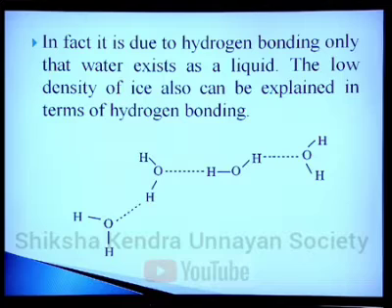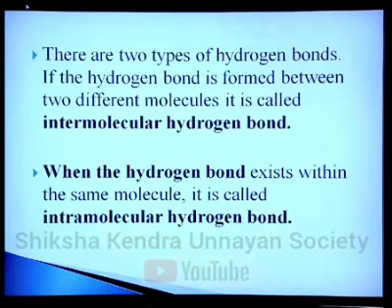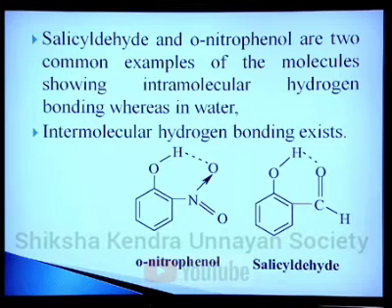In fact, it is due to hydrogen bonding only that water exists as a liquid. The low density of ice can also be explained in terms of hydrogen bonding. So, we will see hydrogen bonding in water. Similarly, you can explain hydrogen bonding in ammonia and HF molecules. There are 2 types of hydrogen bonds. If the hydrogen bond is formed between 2 different molecules, it is called an intermolecular hydrogen bond, for example in water, HF and ammonia. When the hydrogen bond exists within the same molecule, it is called an intramolecular hydrogen bond. Intramolecular hydrogen bonding exists in orthonitrophenol and salicylaldehyde.